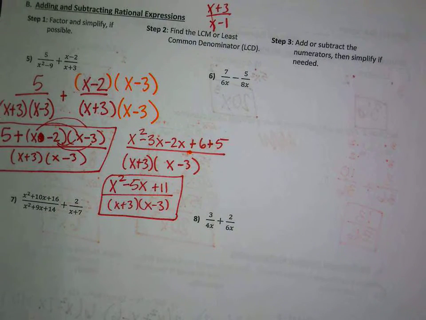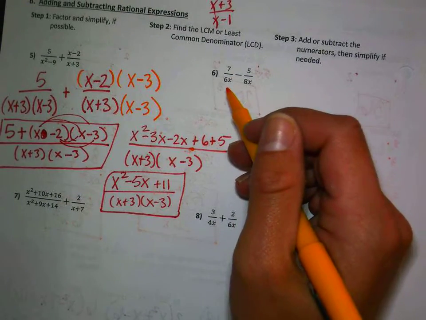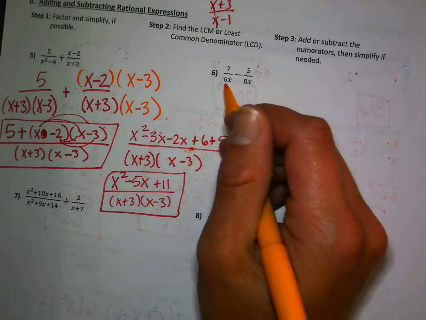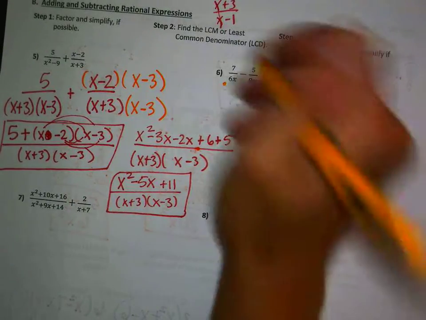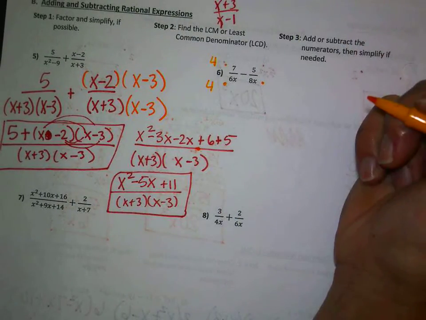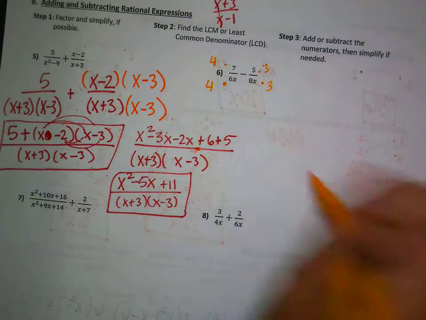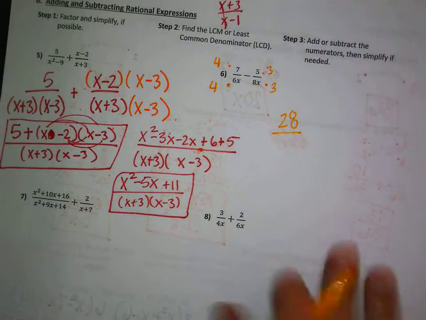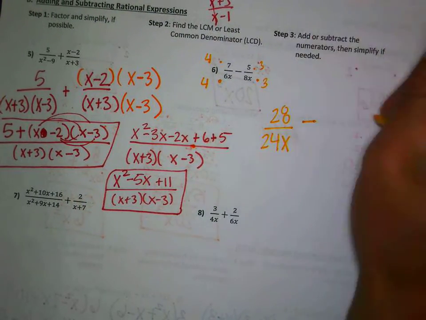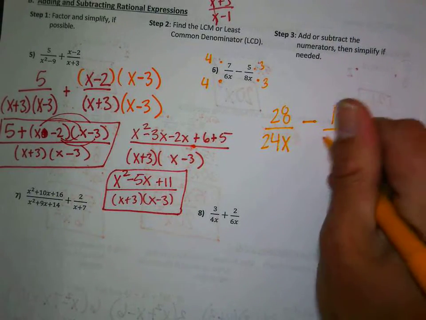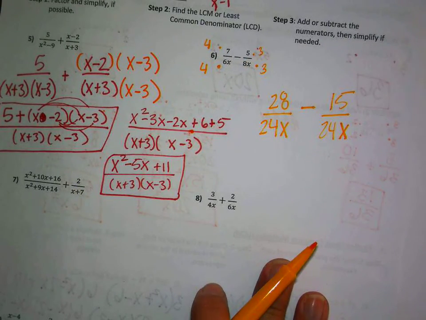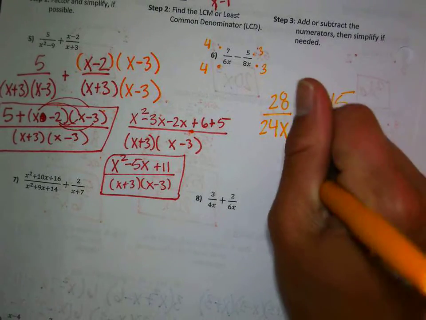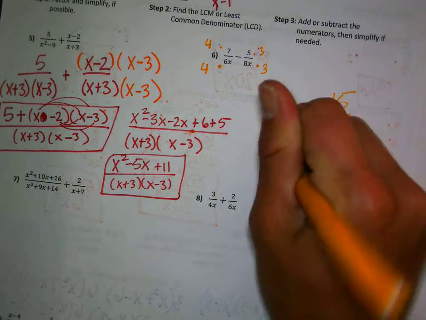All right, jump to number 6. Number 6, can you factor it? No, you can't. What is going to be my least common denominator, or my least common multiple? 24, very good. So 6 times what will give me 24? 4, so I'm going to multiply the top and the bottom by 4. 8 times what? 3. So 4 times 7 is 28 over 24x minus 15. Good. 5 times 3. So 28 minus 15, 13 over 24x.